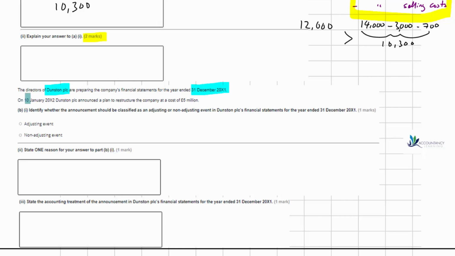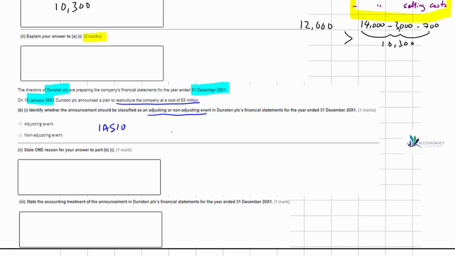So it further tells us that on the 10th of January 20x2, so that's just a few days later, Dunstone announced a plan to restructure the company at a cost of £5 million. And the requirement says, identify whether the announcement should be classified as an adjusting or non-adjusting event in Dunstone plc's financial statements for the year ended 31st December 20x1. So in this case, we're thinking about IAS 10, which relates to events that happen after the reporting date.